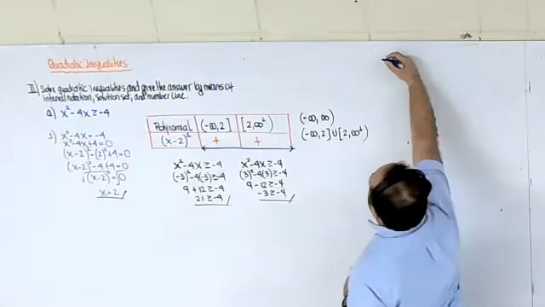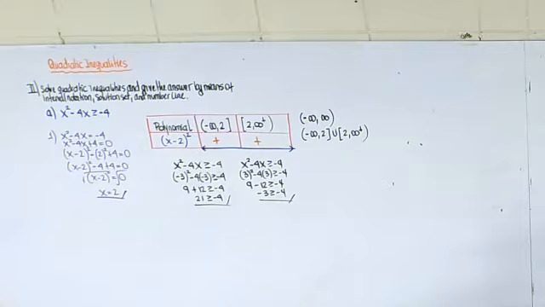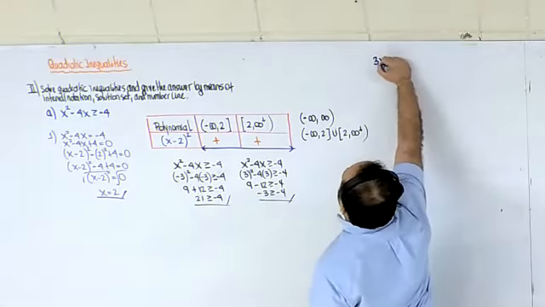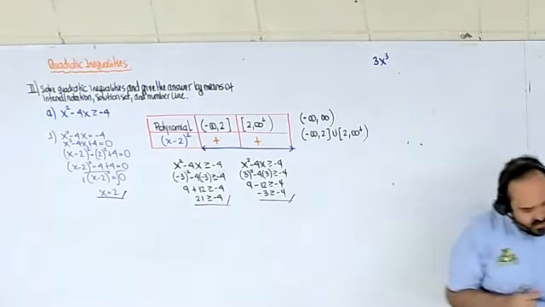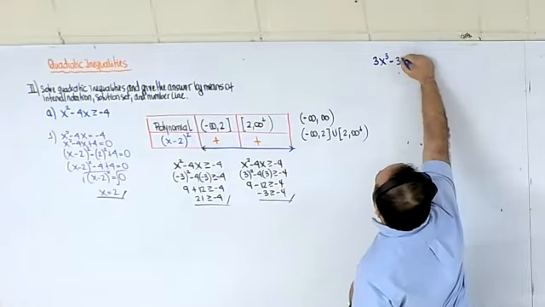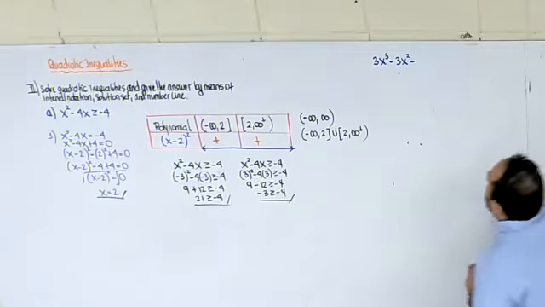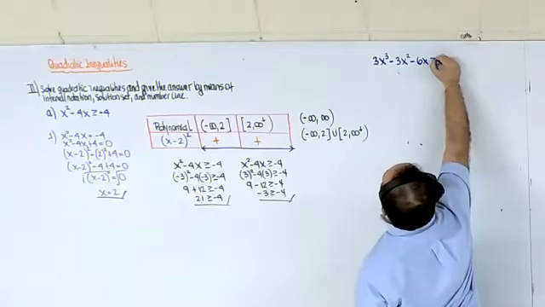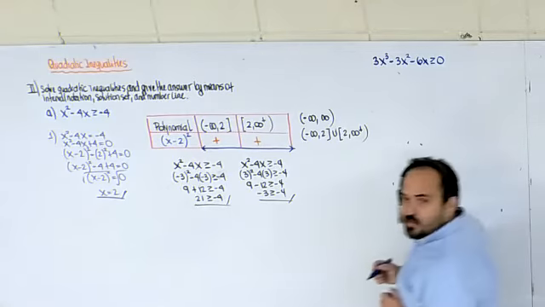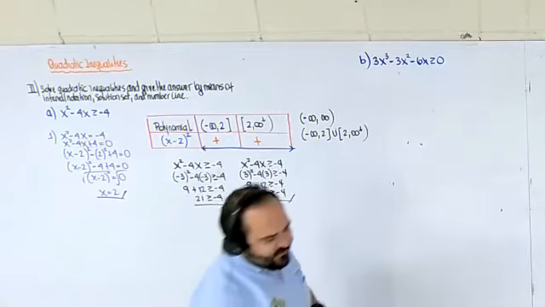We have 3x cubed minus 3x squared minus 6x greater than or equal to 0. Okay, this is going to be the letter B. What is the first thing that we have to do?